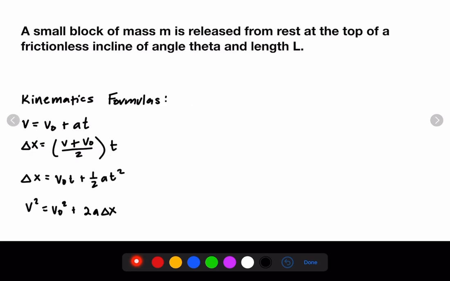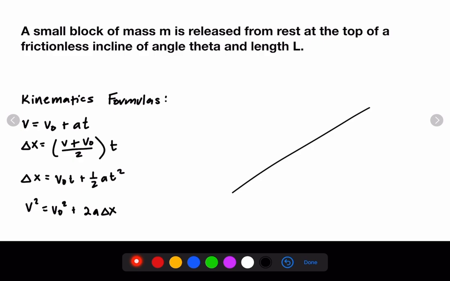We are told a small block of mass m is released from rest at the top of a frictionless incline of angle theta and length L. We are also given our kinematics formulas, so we don't need to memorize these. Let's draw out our situation and a force diagram.